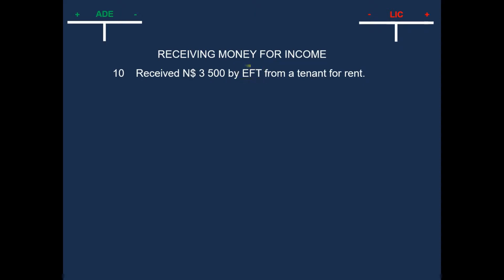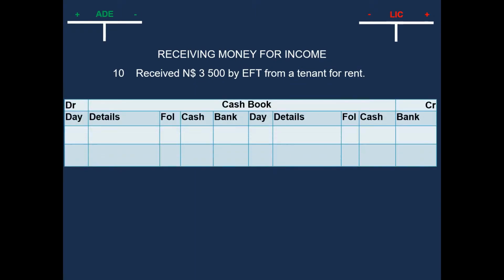The second item will be rent income or rent received, because we are not paying for rent, we are receiving rent from a tenant. Now since this transaction affects our bank, we would have a cash book and we would enter the amount in the bank column. Now let's have a look at how this transaction would look like.